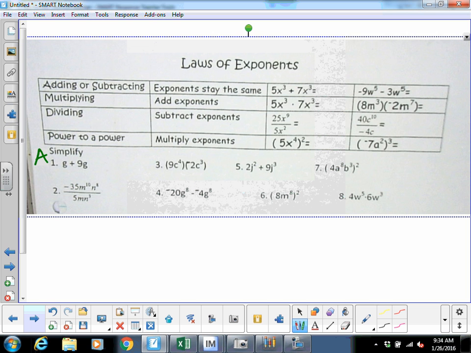All right, what about number 3? 2 parentheses side by side is multiplying. What about number 5? We're adding again. And what about number 7? Okay, it has that power outside. Anytime you see the 2 little exponents side by side, that's a power to a power. So that's going to help me with referring to what I need to do. If I'm adding, do I add my exponents? No. So what is 1g plus 9g? 10g.